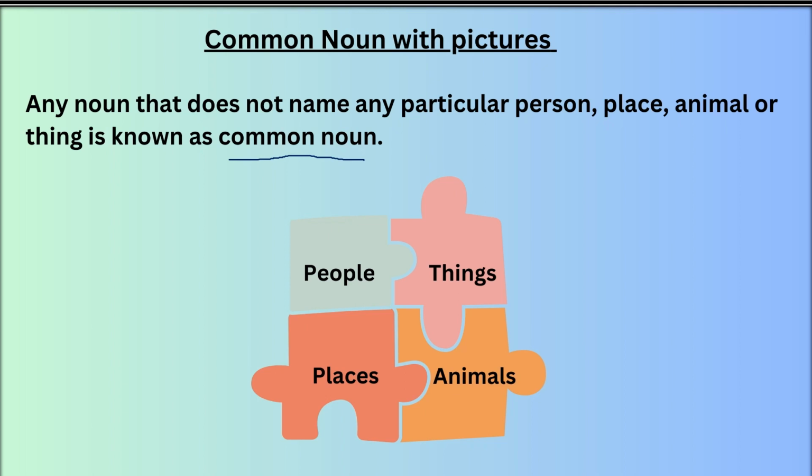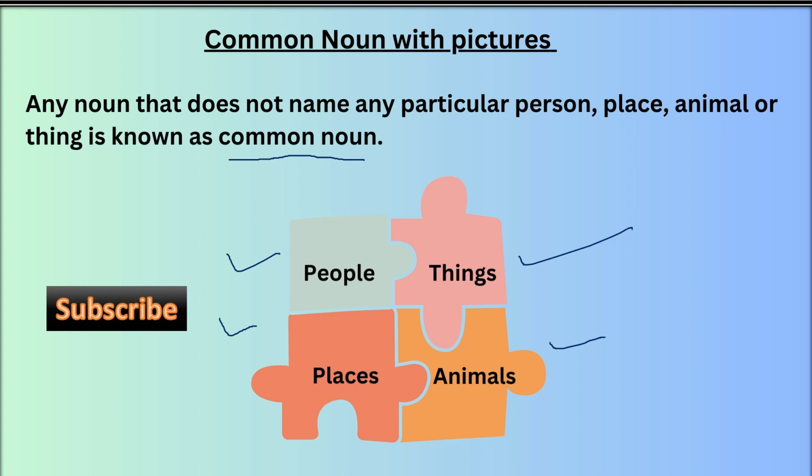Now, let's come to the different types of common nouns that we are going to see in the pictures, rather, the examples of different types of common nouns. Now, here in this video, we are going to see the common nouns with pictures for people, places, animals, and things.